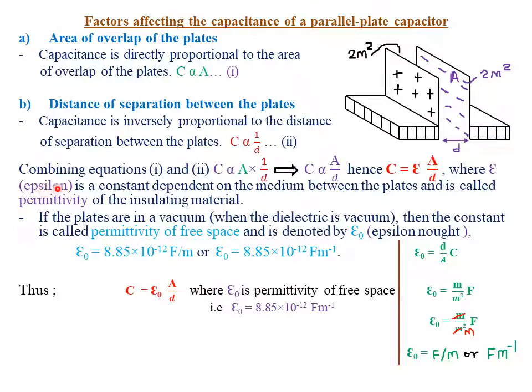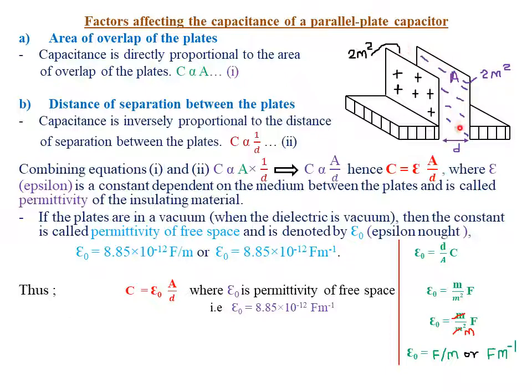We pronounce it as epsilon. It is just a constant that is dependent on the medium between the plates. That means the value of epsilon will depend on the material that we have used to separate the plates of a capacitor. So epsilon can actually change. It is dependent on the material medium between the plates, and it is called the permittivity of the insulating material.